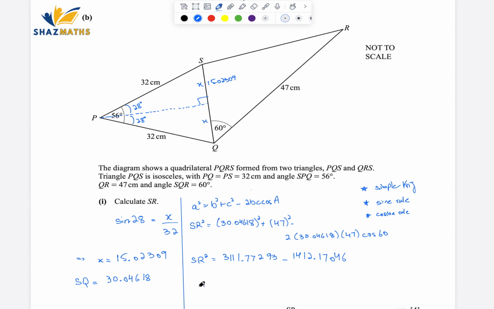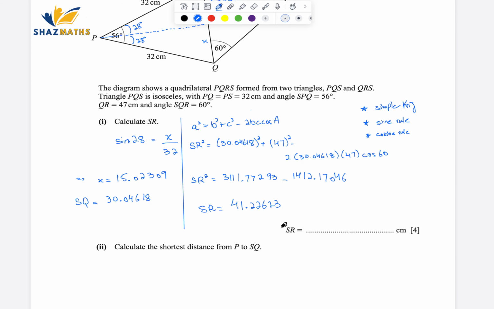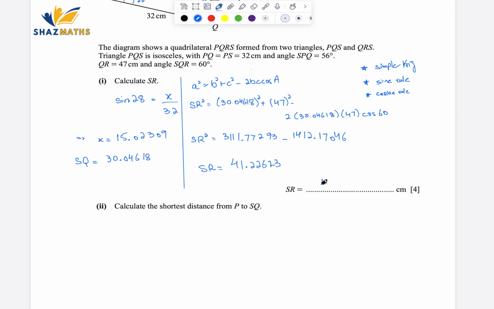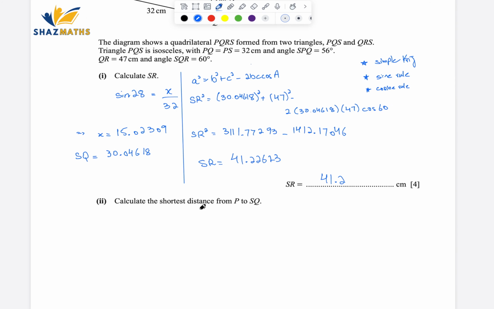It would be SR equals 41.22623, and again it's a side, it's not an angle, so let's write it down up to 3 significant figures. So it's going to be 41.2 centimeters.